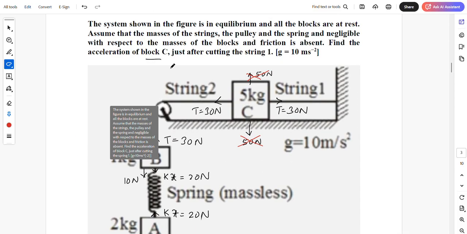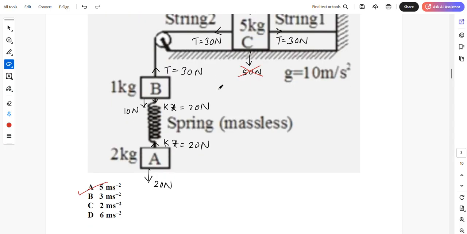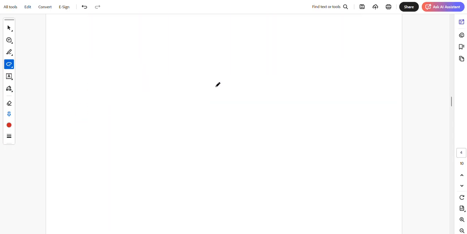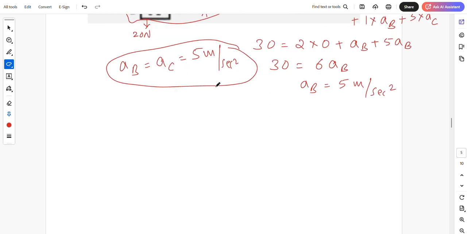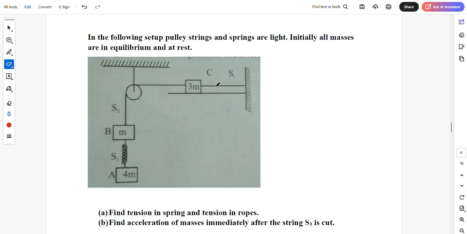That is the acceleration of block C. Next, we'll go to the next problem. It is saying same problem.